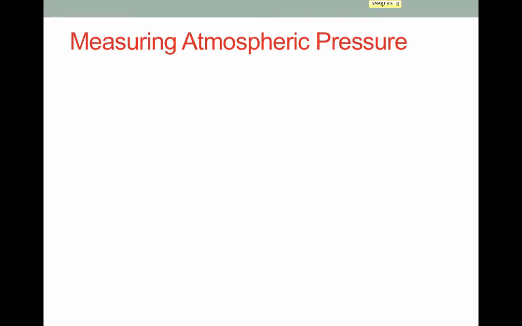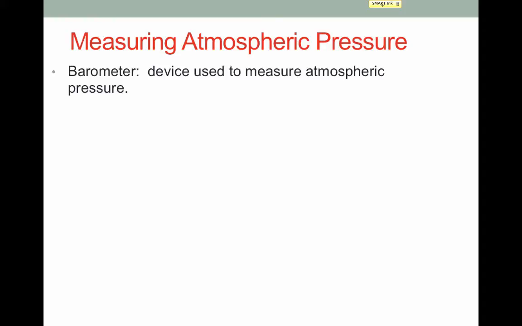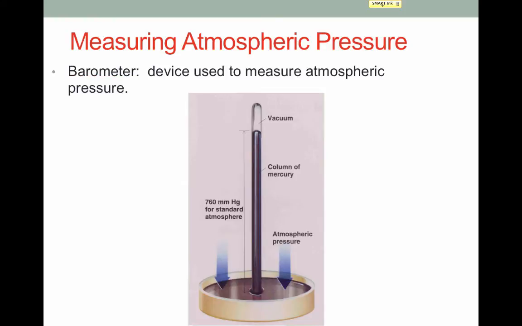So how do we measure atmospheric pressure? Atmospheric pressure is measured using a device called a barometer. Here's a schematic diagram of how a barometer works. Notice we have a tube from which all the air has been removed. And then we have a dish containing liquid mercury. Mercury is a metal that is a liquid at room temperature. As the air pressure, the atmospheric pressure, pushes down on the mercury, it has nowhere to go but up the tube. The more the air pressure pushes down on the mercury, the higher up the tube the mercury will rise.